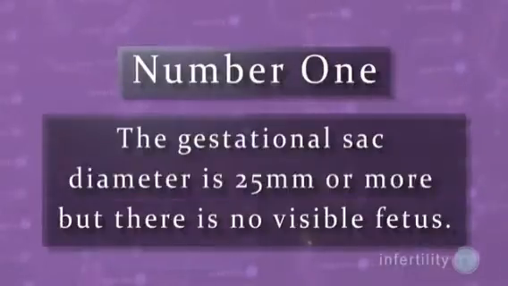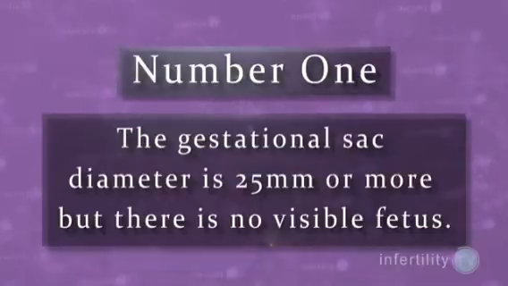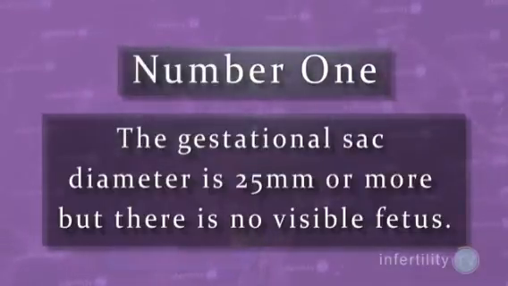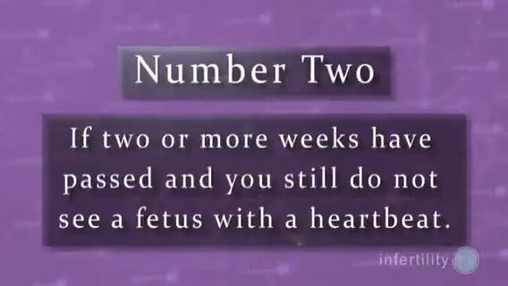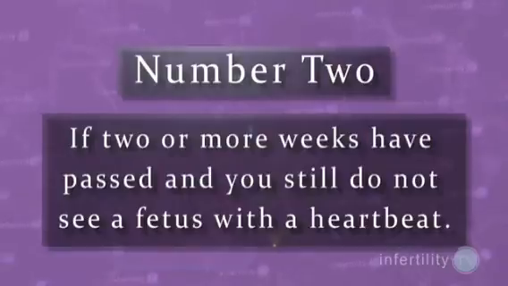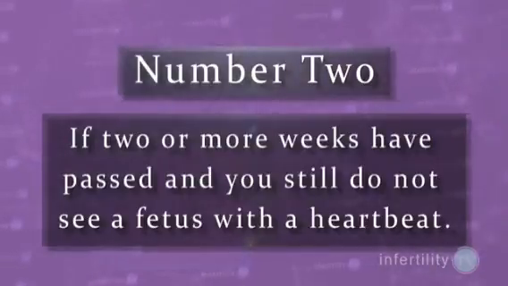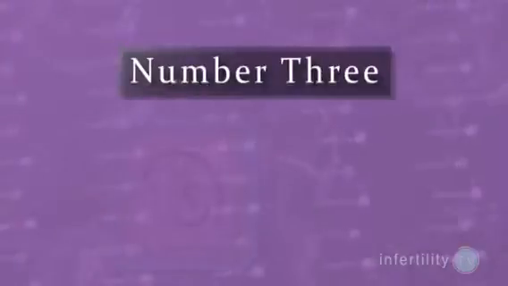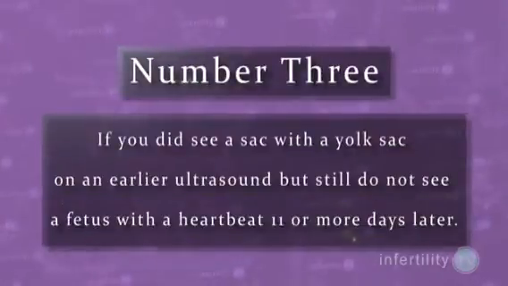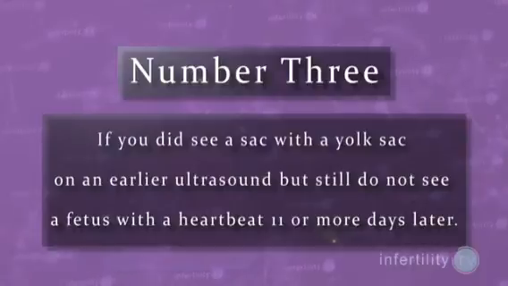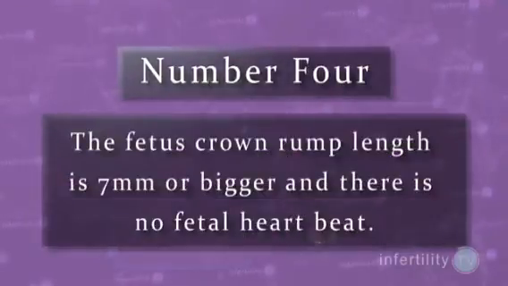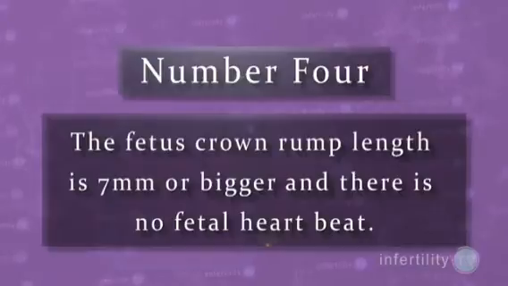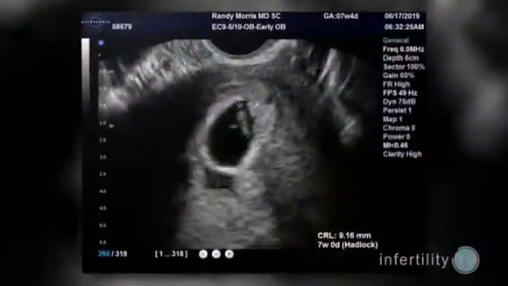Number 1, you have measured the gestational sac diameter. It is 25 millimeters or more, but there is no fetus visible. Number 2, if 2 or more weeks have passed since you saw an empty gestational sac and you still do not see a fetus with a heartbeat. Number 3, if you did see a sac with a yolk sac on an earlier ultrasound, but still do not see a fetus with a heartbeat 11 or more days later. And finally, number 4, you have measured the fetus crown rump length. It is 7 millimeters or bigger, and there is no fetal heartbeat.